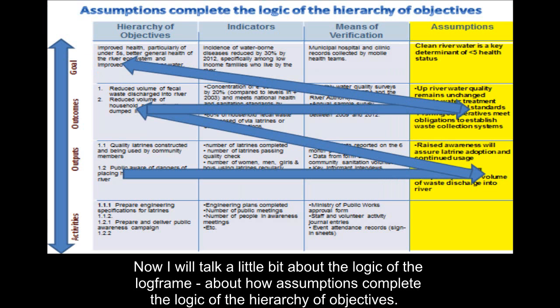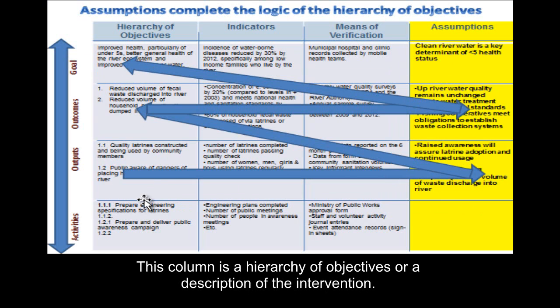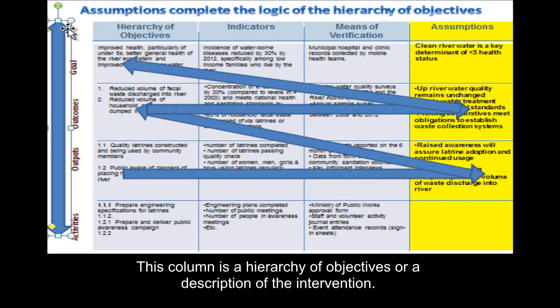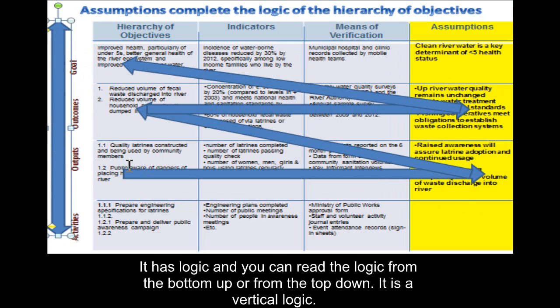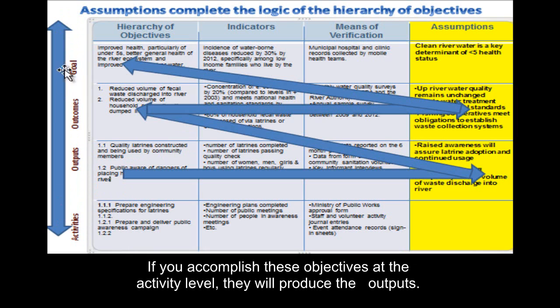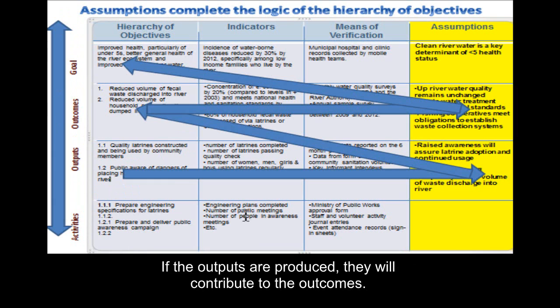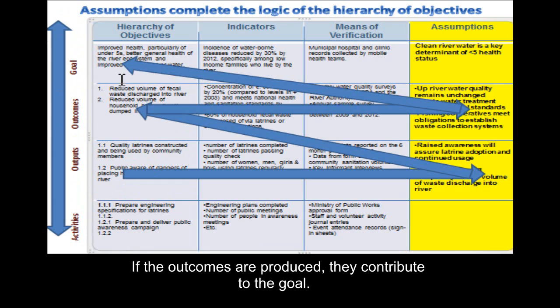Now I'll talk a little bit about the logic of the log frame and about how assumptions complete the logic of the hierarchy of objectives. This column is a hierarchy of objectives, or a description of the intervention. It has a logic, and you can read the logic from the bottom up or from the top down, but it is a vertical logic. So you say, if you accomplish these objectives at the activity level, they will produce the outputs. If the outputs are produced, they will contribute to the outcomes. If the outcomes are produced, they'll contribute to the goal.